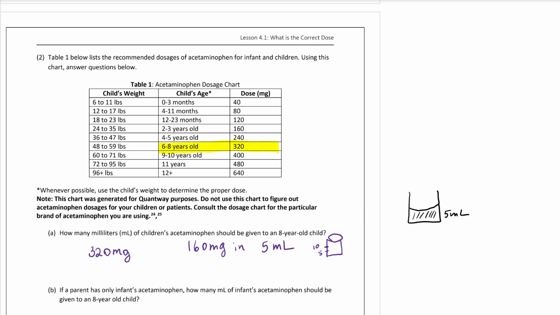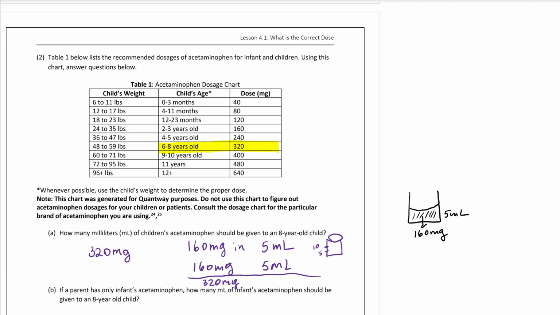Inside that liquid, you have this drug, acetaminophen, that's being dissolved, right? It's mixed inside. So inside, you'll find 160 milligrams of the medication. That's what it means when we say there are 160 milligrams in 5 ml. Since we need to give 320 mg, that's exactly twice, correct? So if you give another 5 ml, that will give you another 160 mg. The total will be 320.